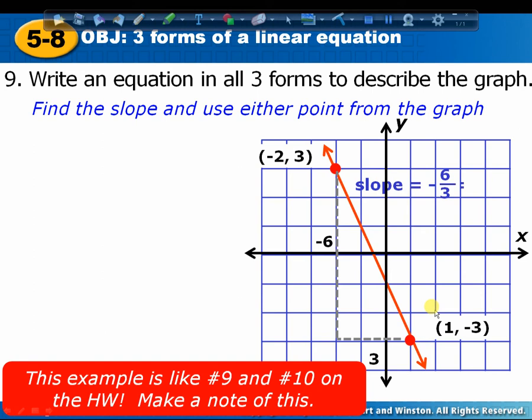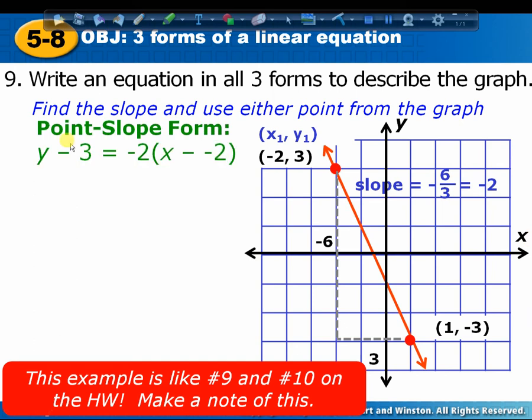So my slope is -6/3, which divided out gives me -2. So I have a slope of -2, which is my m, and I can pick either one of these points for my x1, y1. I'm going to go ahead and pick this top point right here and label it x1, y1, and then my m is over here. So I can go ahead and put these into point slope.